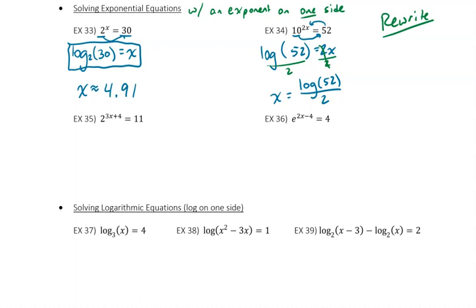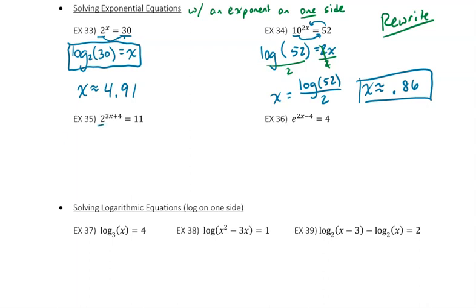This one shouldn't need any fancy log base to put in your calculator. You should see a log button. Again, if you have a TI-83 or a TI-84, if you look to the left of the number 7, you should see log. That's the one that you want to press. Put in 52, make sure to close the parentheses, and then divide by 2. And we're going to get approximately 0.86. All right, let's go ahead and move on to 35.